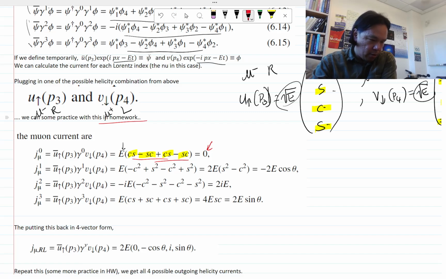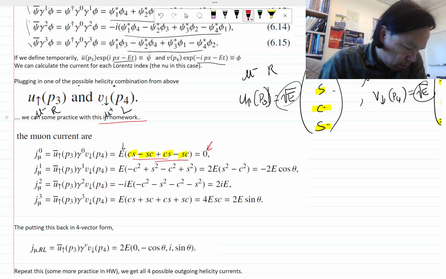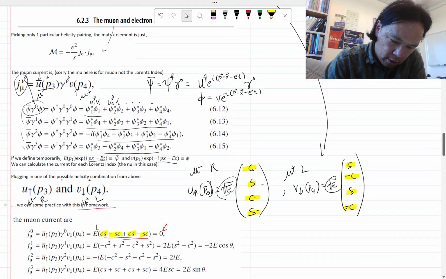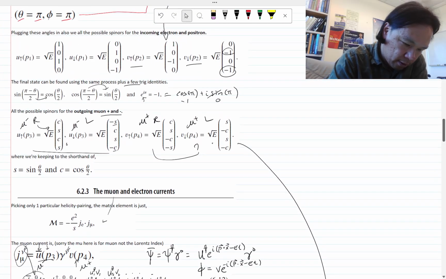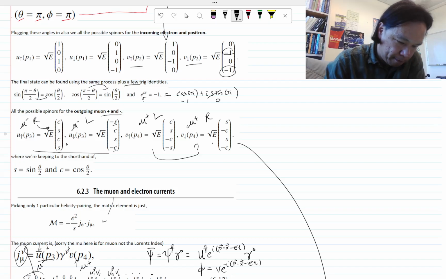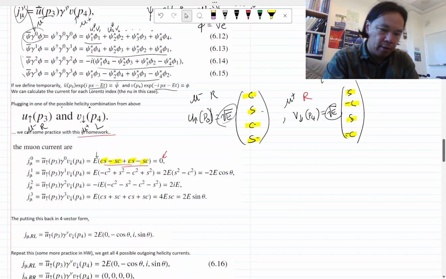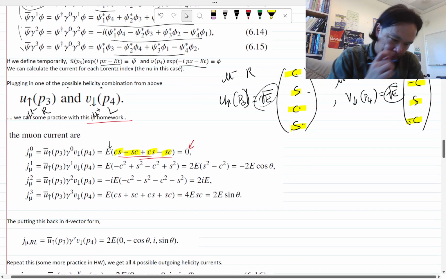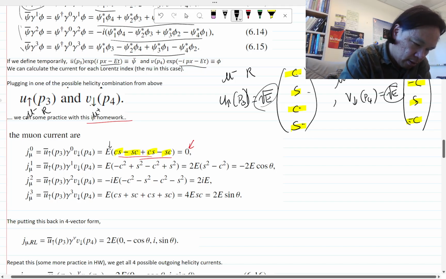So that's the case of the, did I label these helicity states incorrectly? So this is actually L. Sorry about that. Because these are antiparticles, they should be oppositely labeled. This is going to be left. This is going to be right. And this is actually going to be right.